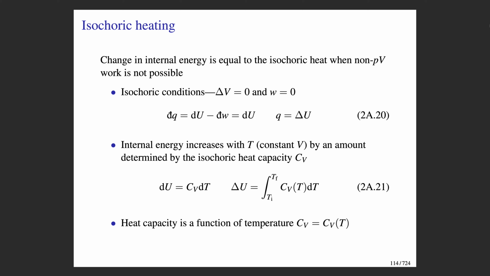Specifically, the path where we're considering isochoric heating, so heat at constant volume. In that case, when you have isochoric heating, the change in internal energy is simply equal to the isochoric heat, because there's no work possible. If there's no non-PV work and there's no change in the volume, that means the work is zero, and as a consequence of that, delta U equals the isochoric heat.